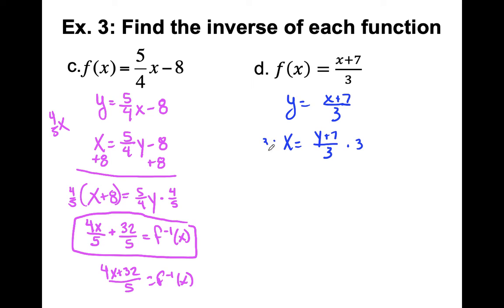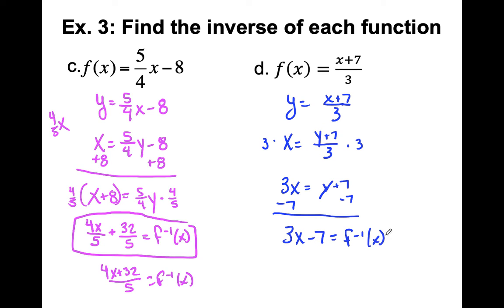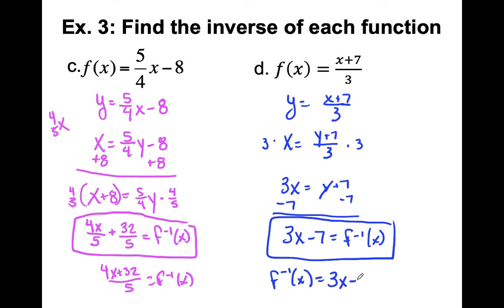So we're going to multiply both sides by 3. So 3 times x equals y plus 7. Now to solve for y, we subtract 7. So we end up with 3x minus 7 equals y, but we change that y to the inverse function, and there would be my answer. And again, you could write it on this side. Doesn't really matter which one you do.